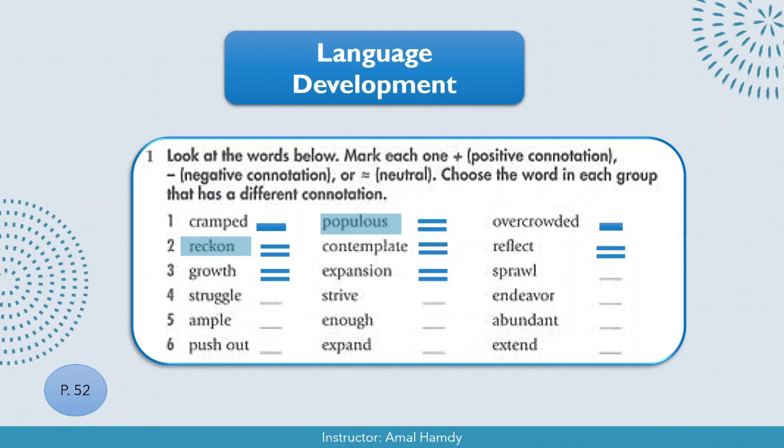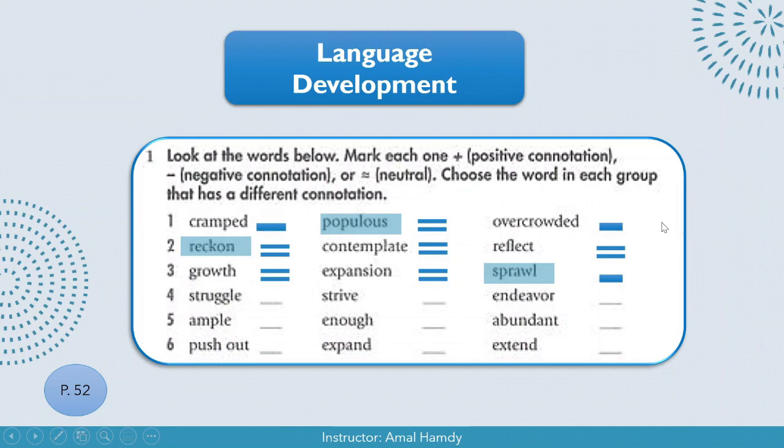And lastly, we have sprawl. And of course, in this lesson, we have used it with urban sprawl. And when we use the word sprawl, it has a negative connotation. So the different word here is sprawl because it denotes something negative. So when we say urban sprawl, it's negative. We don't say urban expansion or urban growth.